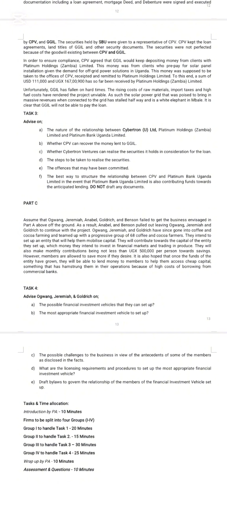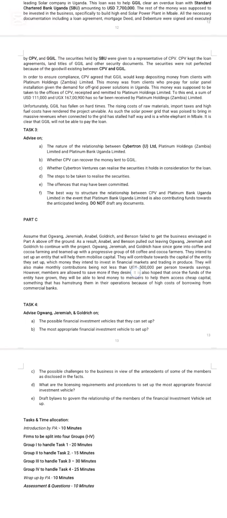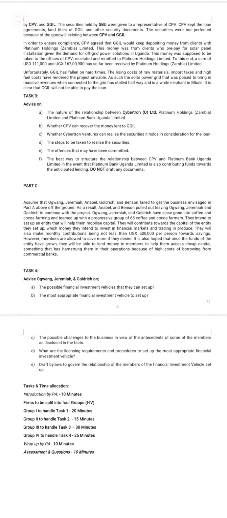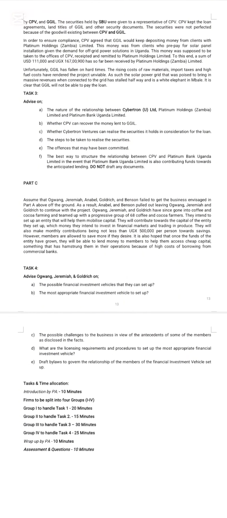As such, the solar power grid that was poised to bring in massive revenue when connected to the grid has stalled halfway. Advise on the nature and relationship between Cybertron, Platinum Holdings, and Platinum Bank Uganda Limited, and whether CPV can recover the money lent to GGL. So basically here we have the case of Diamond Trust Bank versus HAM.